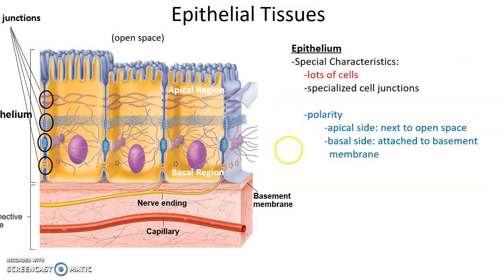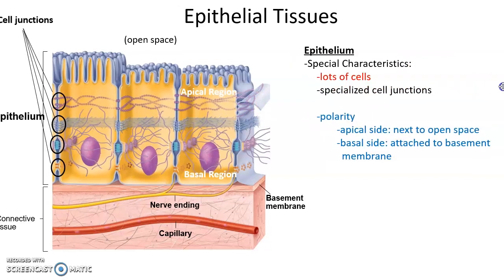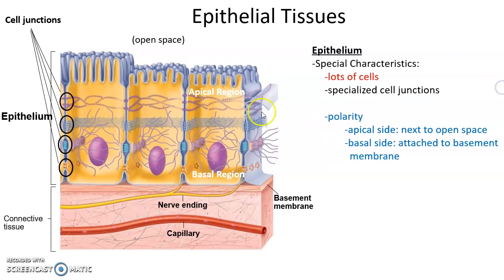So things to remember about epithelial tissue. Epithelium, it turns out, has lots and lots of cells. Again, it is made up of sheets of cells. So the primary component is cells. And these cells are connected to each other by specialized cell junctions that hold them together. It's also worth noting that the cells found in epithelium have a polarity. That means they're not identical on all surfaces.